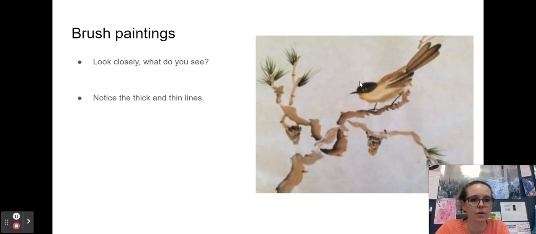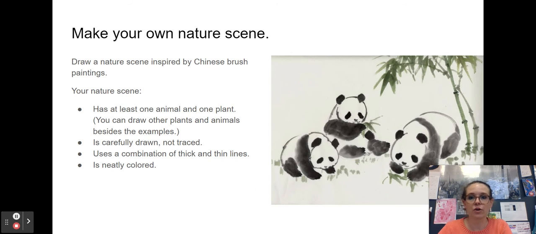Here's another example. Find the thick and thin lines here. The branches are generally pretty thick, and then we have some really thin lines for the edges, the leaves of the bamboo. You're going to make your own nature scene. You're going to draw a nature scene inspired by Chinese brush paintings.